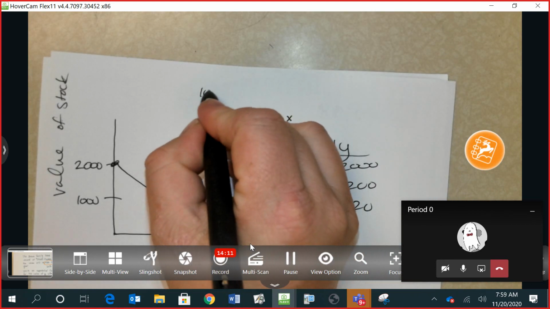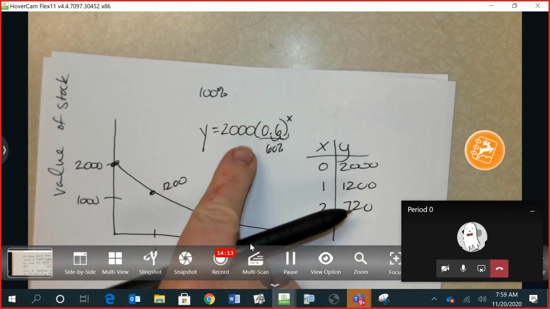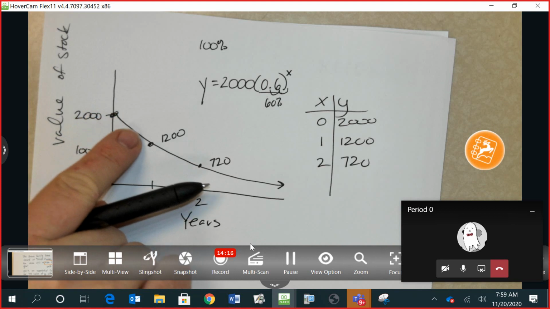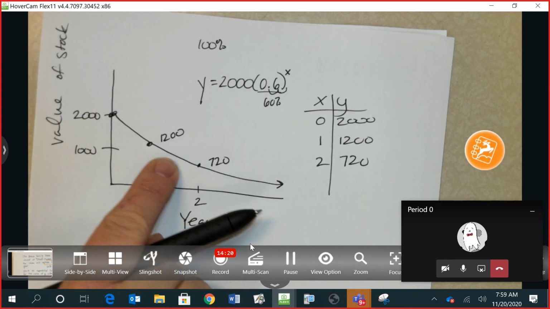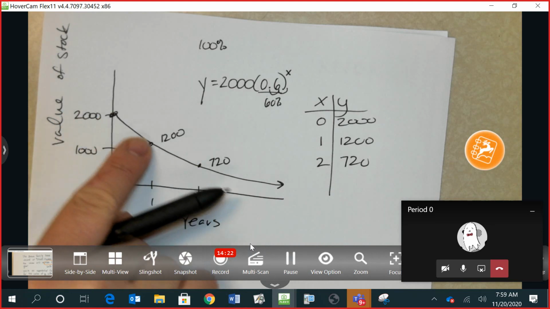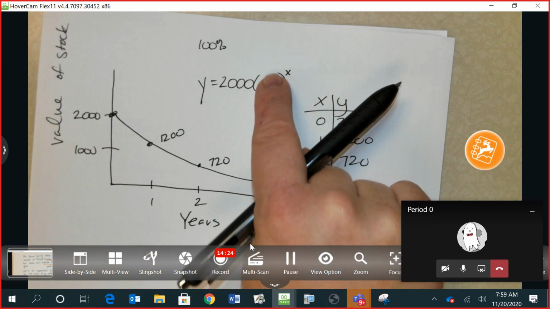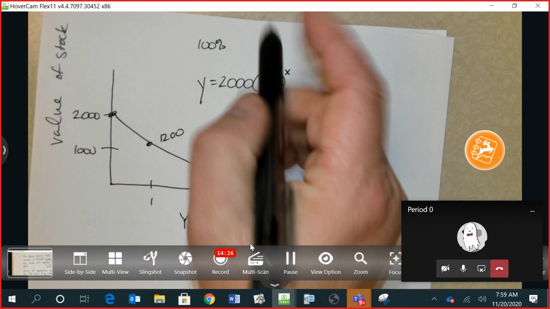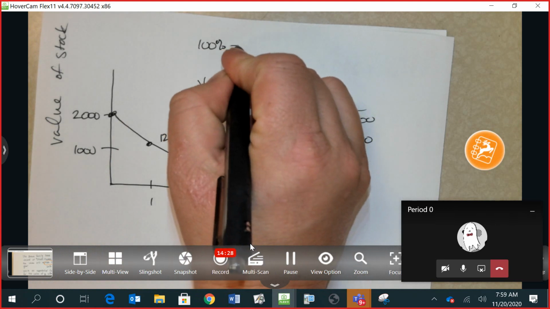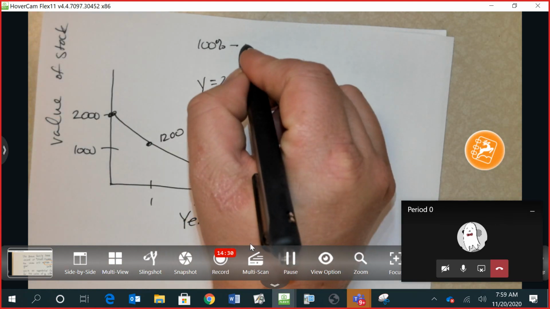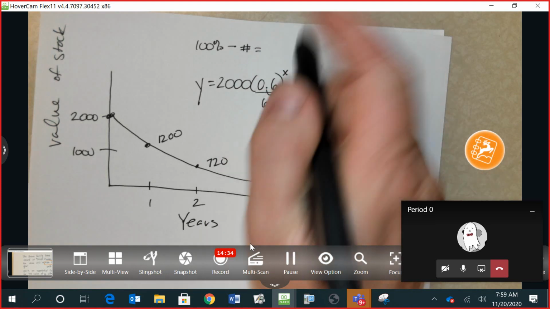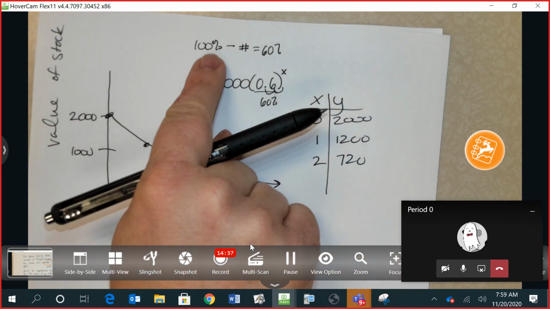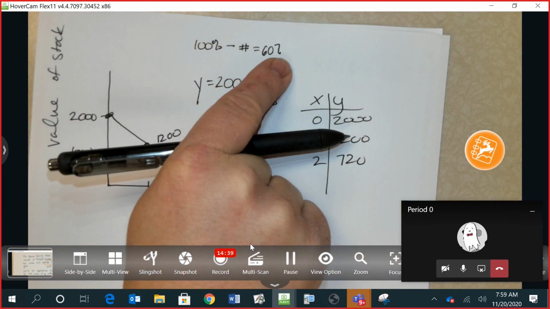Okay, so I know the baseline, which is 100%, and because it's going down, I know this is exponential decay. There are two reasons I know. One is the shape of the curve. Second is this number is between 0 and 1. So if it's decay, I am subtracting and going down. 100% subtract some unknown percent gives me a final answer of 60%.